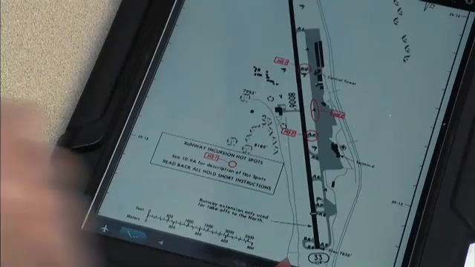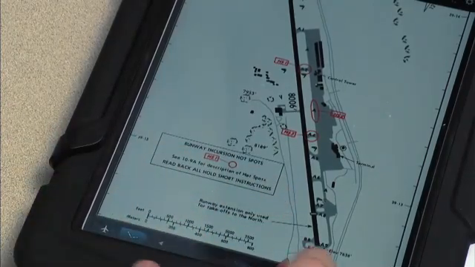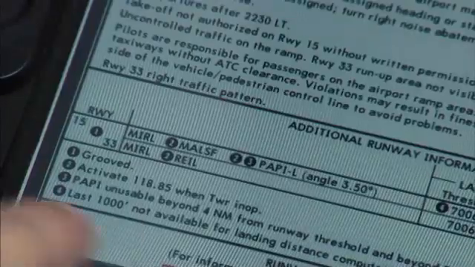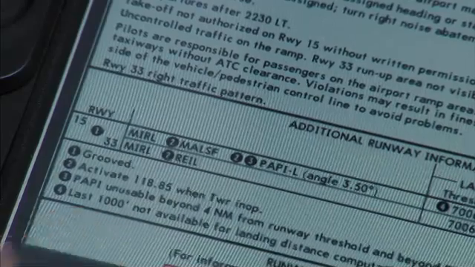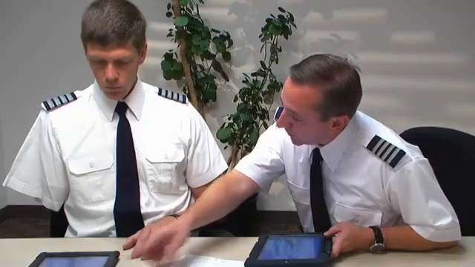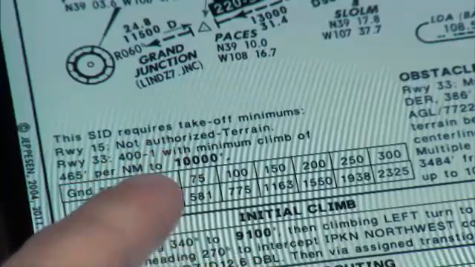But there is a displaced threshold, so let's go see what that's all about and make sure there's no limits there. When you look at the numbers right there, it says the last 1,000 feet is not available for landing distance computations in the note. Well, we're not landing there, we're taking off, so that's not going to be a huge issue for us. No big deal there. We're also going to be using the departure procedure, and it has weather minimums on it, which are, I believe, 400-foot ceiling and 1 mile visibility. Is that correct? That's correct.